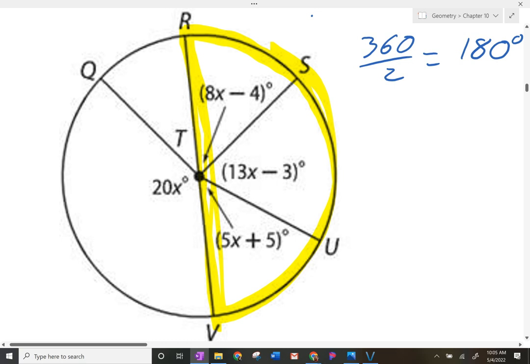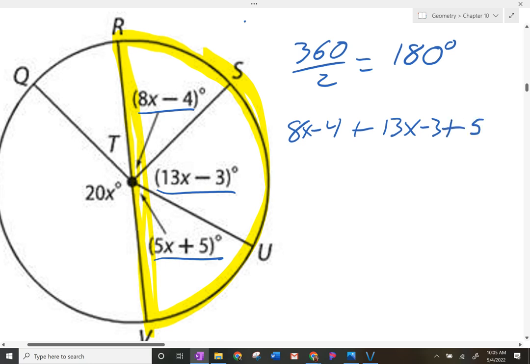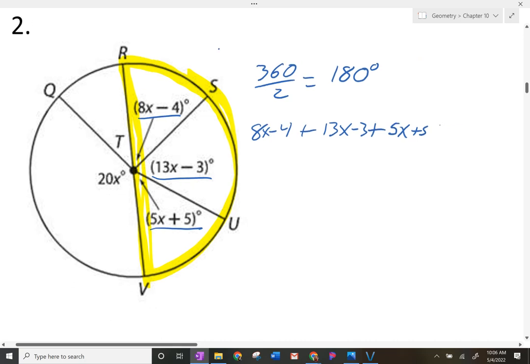Now that I have that, now I can put these things together to solve it. I'm going to take everything that's inside that yellow half of the circle. I can take 8x minus 4 plus 13x minus 3 plus 5x plus 5. All of that's going to be equal to what? 180, yeah.